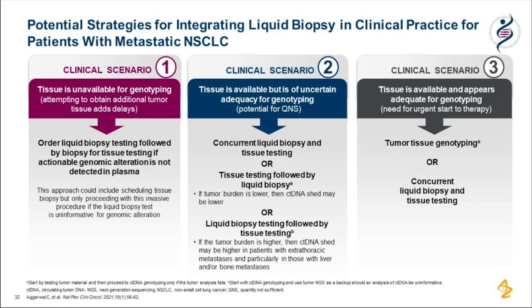In clinical scenario three, tissue is available and appears adequate for genotyping, right? But then we've got that need for urgent start to therapy. So of course you can send out tumor tissue genotyping, or you could do concurrent liquid biopsy and tissue testing.